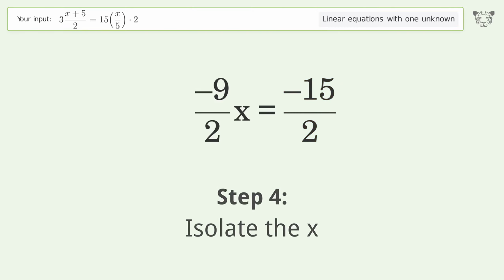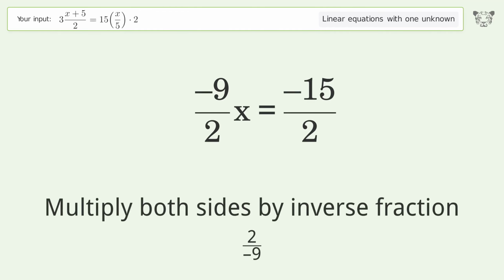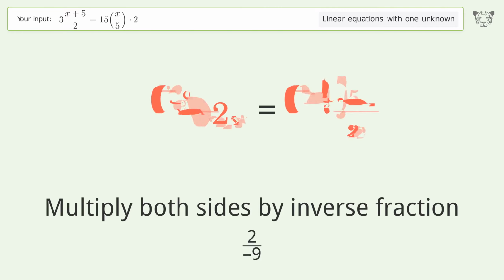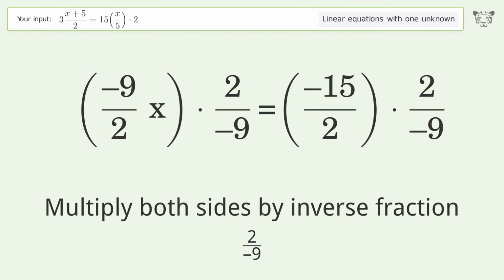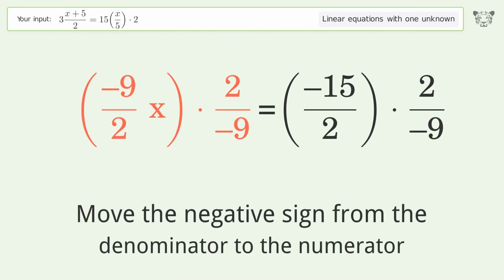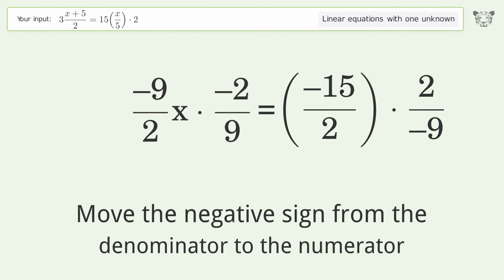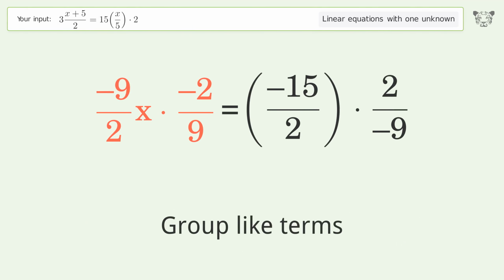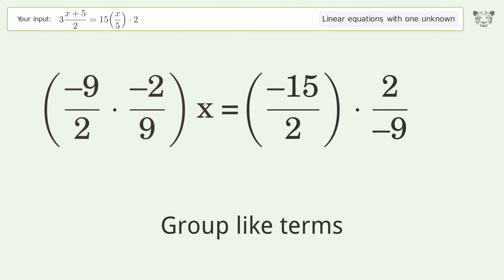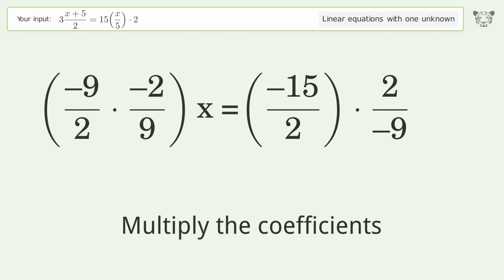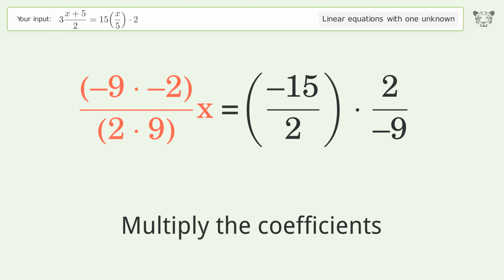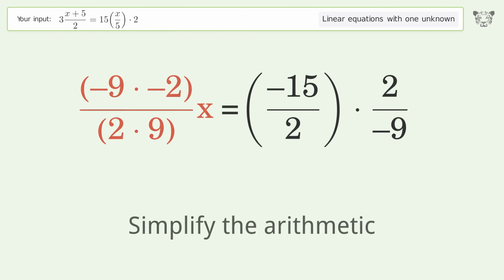Isolate the x. Multiply both sides by inverse fraction 2/9. Move the negative sign from the denominator to the numerator. Group like terms. Multiply the coefficients. Simplify the arithmetic.